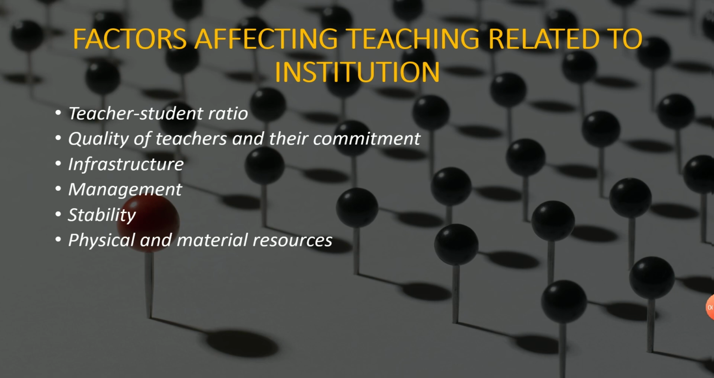Last is physical and material resources. As we already said, incinerators, napkin providers, first aid kit, water facilities, electrical facilities, wheelchair accessible entrances, parking facilities, cleaner environment. These are all the physical as well as material resources. These should be provided by the institute so that there is effective learning. So these are all the factors affected by the institution in the teaching process. That's all, slide over.